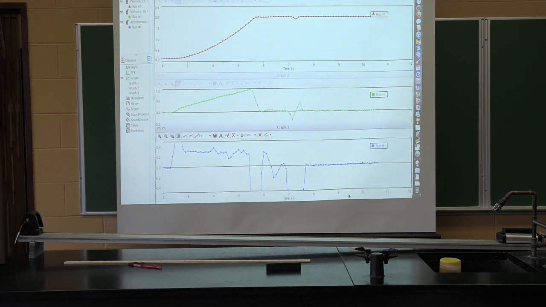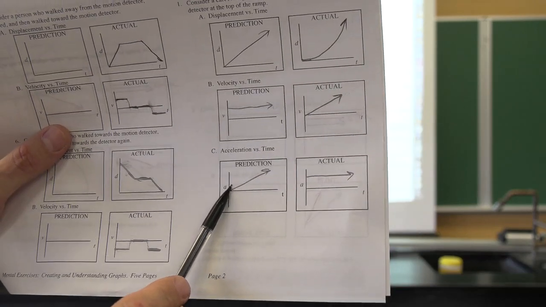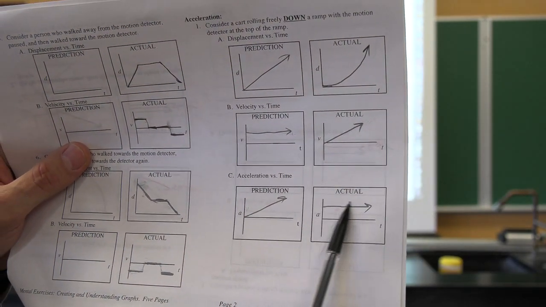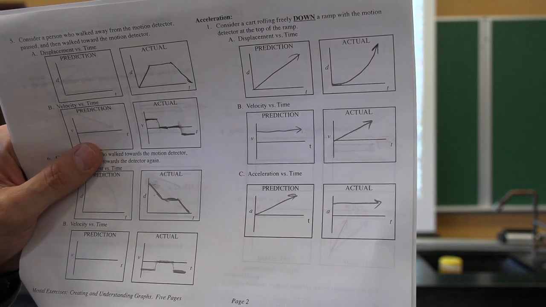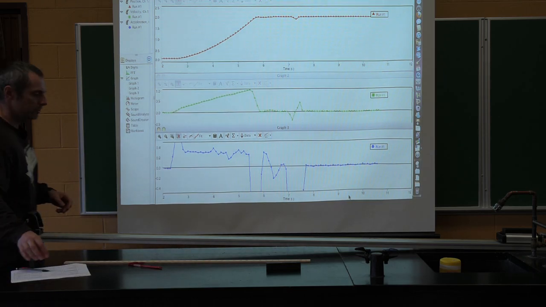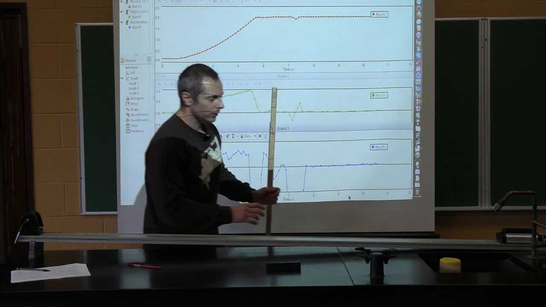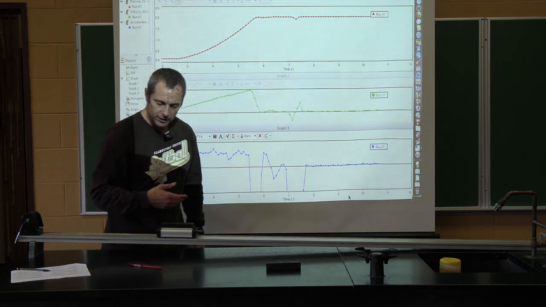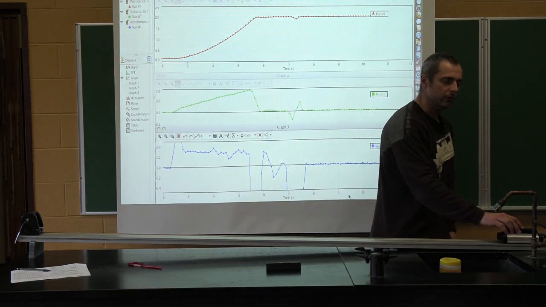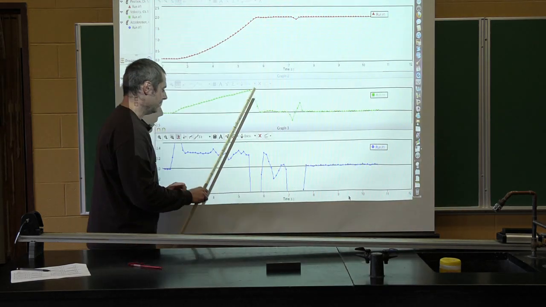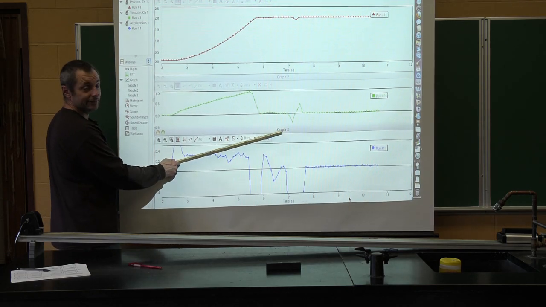Okay? So maybe you had something like this for a prediction, but it really is like this. So this was my prediction, incorrect. The correct one is straight across like this. Constant acceleration. And a lot of people, this is a very common mistake. They'll see this thing going down the ramp and they'll see it going faster, faster, faster. And they say, oh, I know, that's an increasing acceleration. And so they make the acceleration graph go up like this.